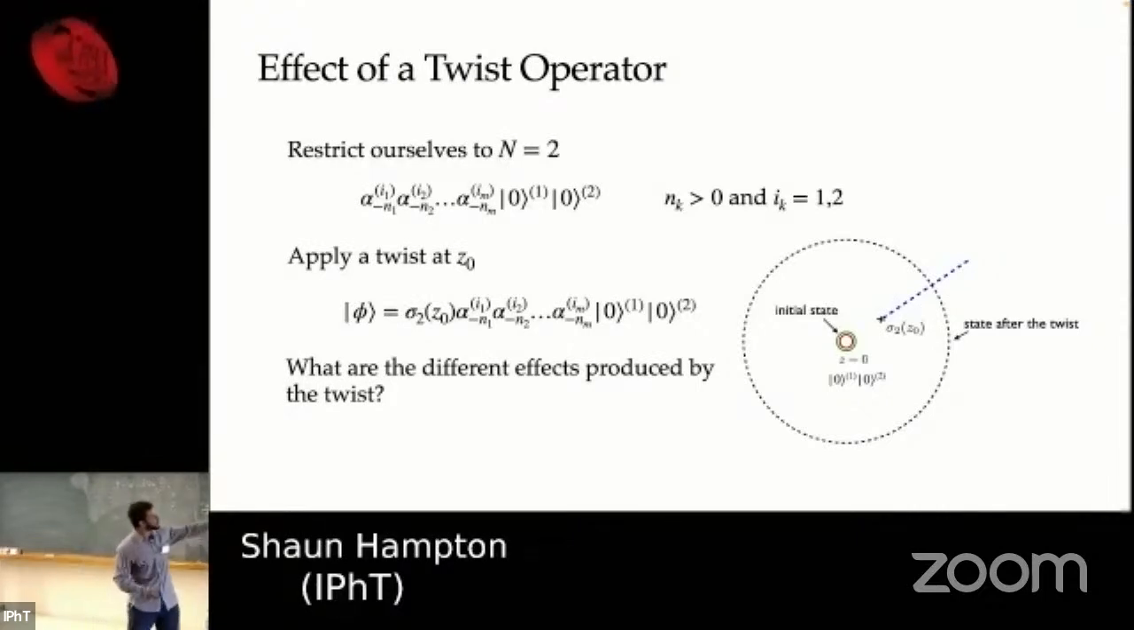This picture is just a schematic of what's going on. In the picture I only have 2 modes, so you see these 2 circles here. Those represent 2 bosonic modes in the initial state, and we place the sigma operator, sigma 2, at Z naught, and it basically creates a branch cut from there to infinity. Anywhere after Z naught, as you go around, it's a double sheeted covering.